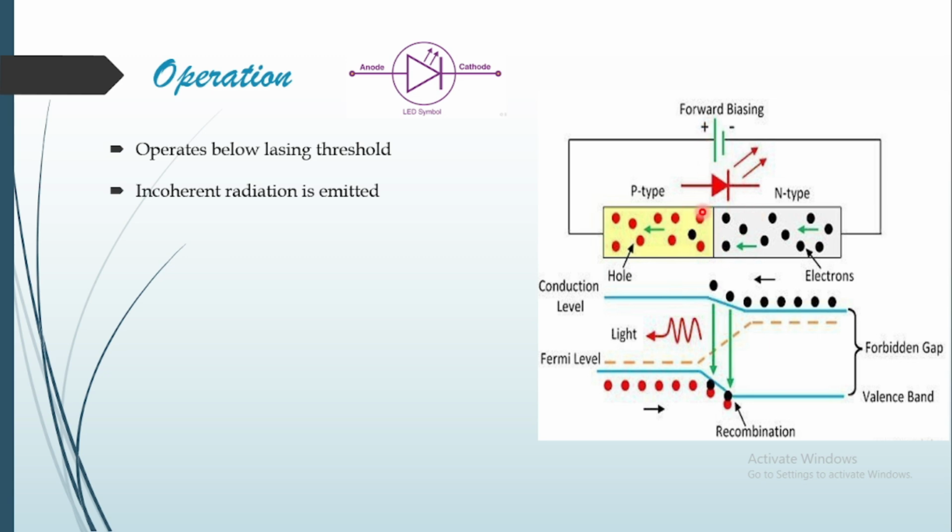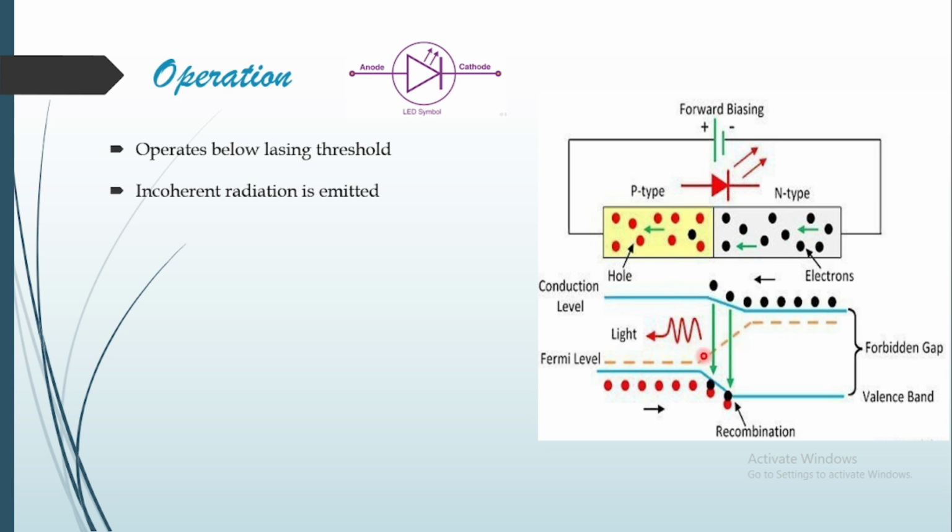With respect to the energy level diagram, the operation is observed here, where there is a conduction band. This is the valence band of the P side and N side. The holes are present here and the conduction electrons are present in the conduction band. From the depletion region where the junction is present, we can observe light coming out. This shows the variation of the Fermi level with respect to the P and N sides and along the depletion region.